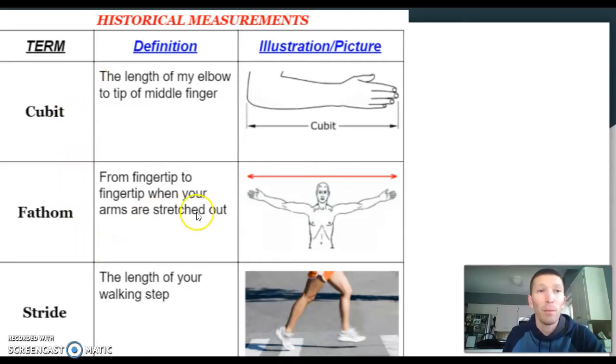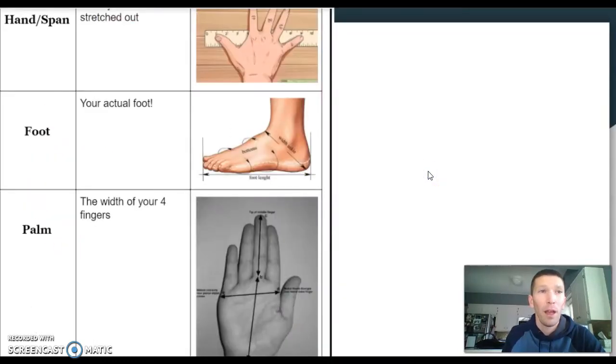So if you need to pause the video to refresh your memory of what a cubit is, fathom is, a stride is, and then the hand or span, foot, and palm. We're going to be using these terms. You need to know what they are when we measure the things around your house.